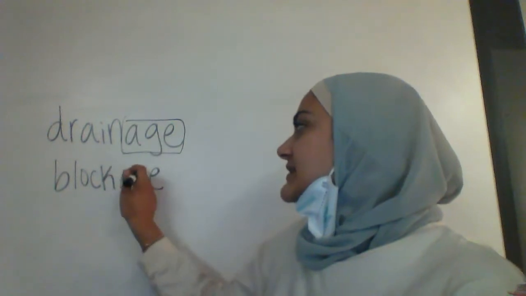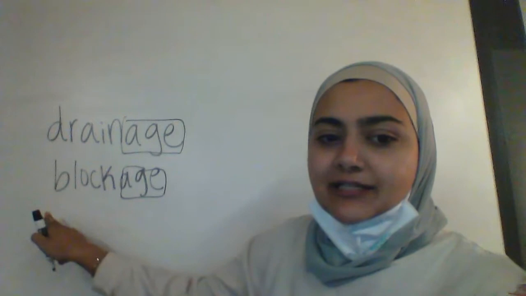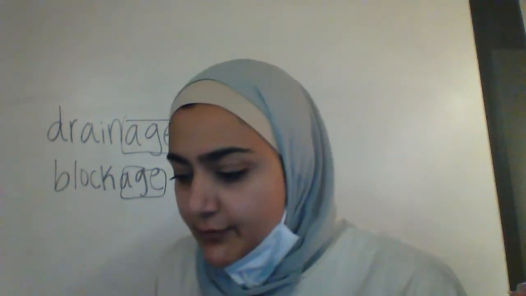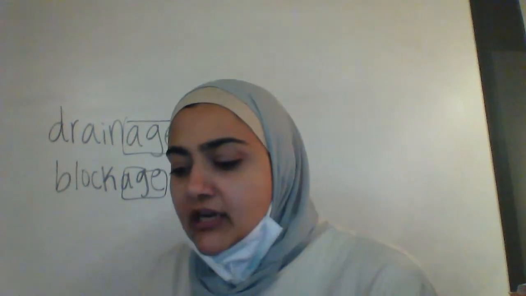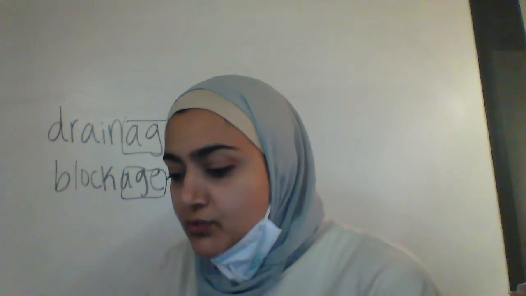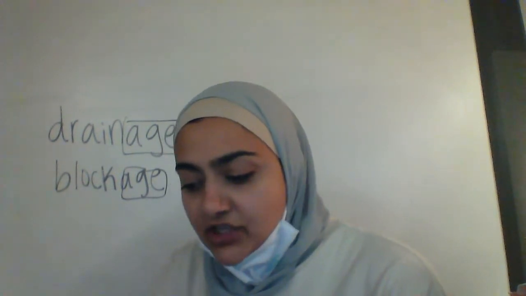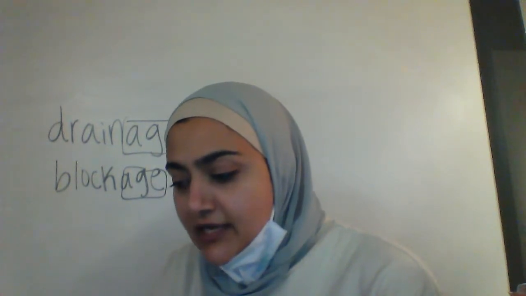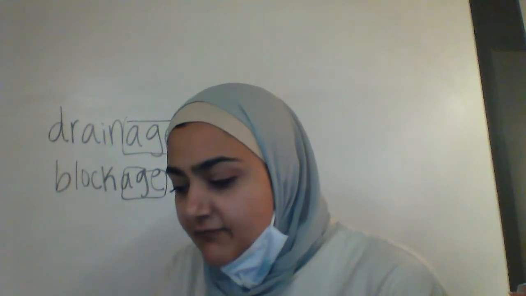If I box the suffixes and I look at what's left, drain is a root word, and so is block. Those are root words. We can tell that the letters A-G-E are acting as a suffix in these words because after we cover the letters, the root words drain and block are left. Suffix A-G-E means an action. For example, the word drainage means the act of draining, and the word blockage means the act of blocking.